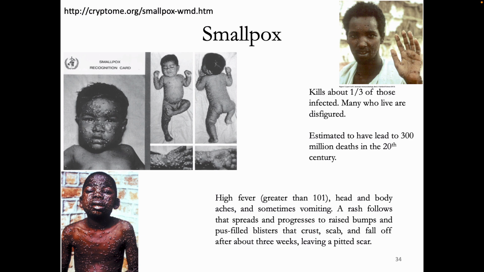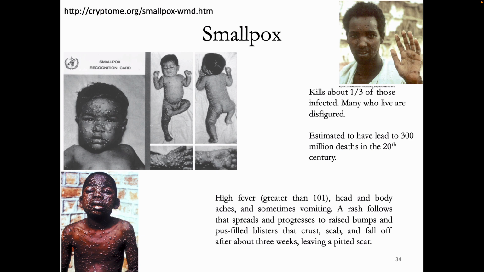So smallpox is caused by a virus, variola virus. Variola kills about a third of those who are infected, and many of those who live are disfigured and will have scars for life. If you read old-timey literature and hear about somebody who's pockmarked, that means they're covered with smallpox scars. This was a very, very common thing. It's estimated to have led to at least 300 million deaths in the 20th century.